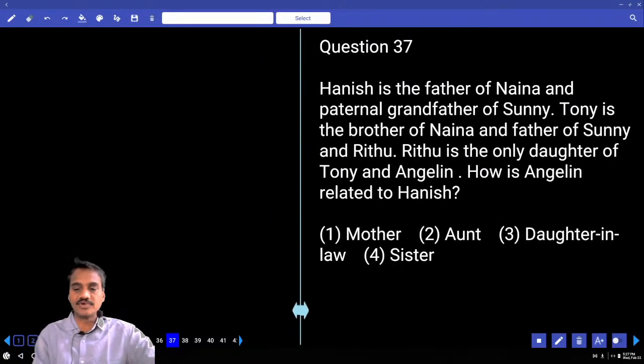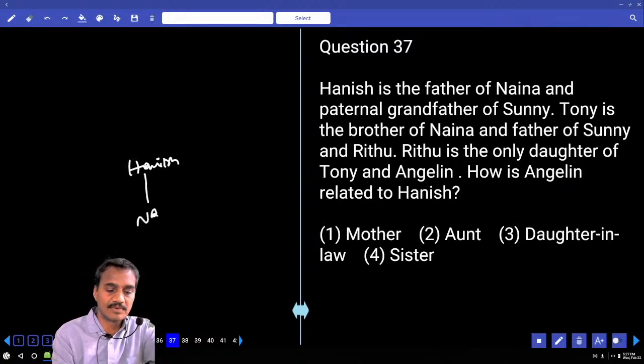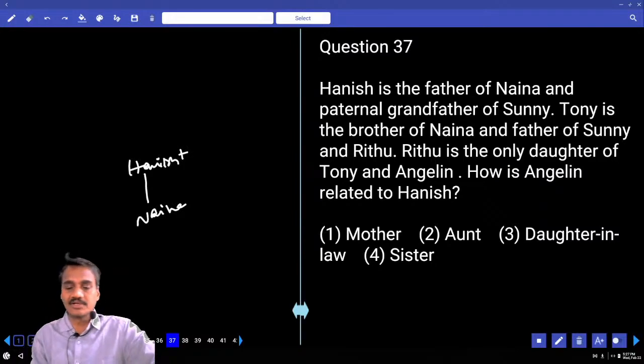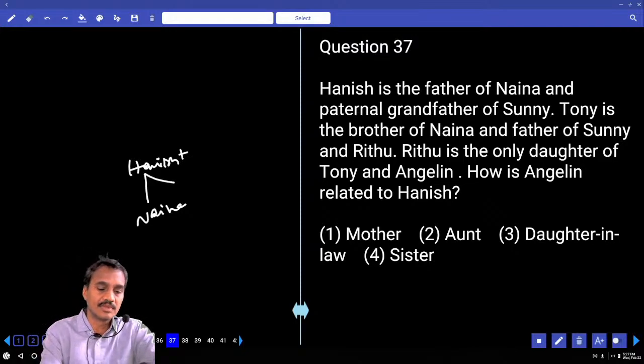Hanish is the father of Naina, and paternal grandfather of Sunny. Paternal means father's father, so Hanish is the paternal grandfather of Sunny.